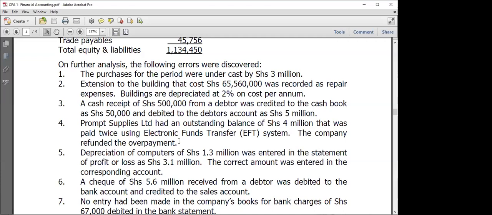You understand? So the next transaction is saying that Prompt Supplies Limited had an outstanding balance of 4 million that was paid twice using electronic funds transfer. The company refunded the overpayment.